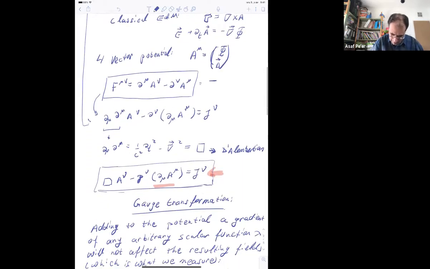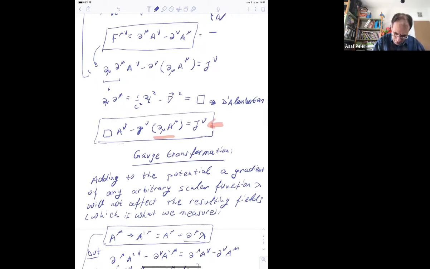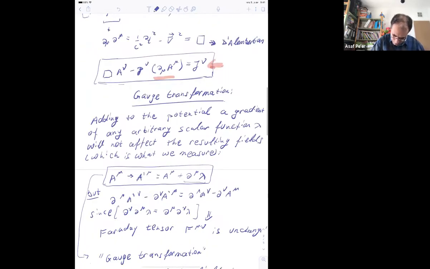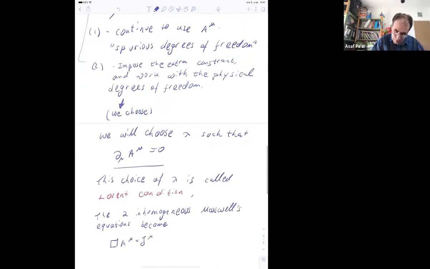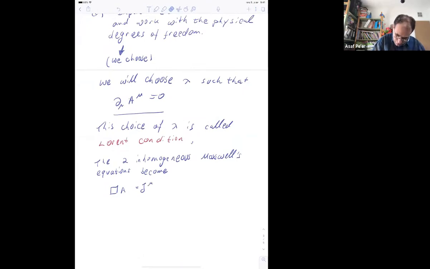Okay, well, I just plug it in here. I use nu here, not that it really matters, just to be consistent with myself. The d'Alembertian of A nu is equal to J nu. Okay. Remember, J nu are the currents.